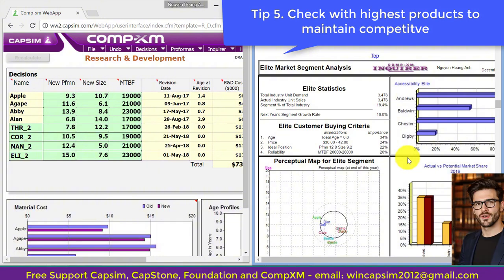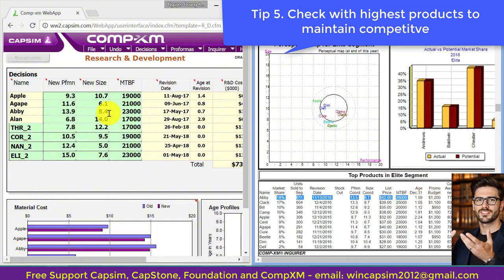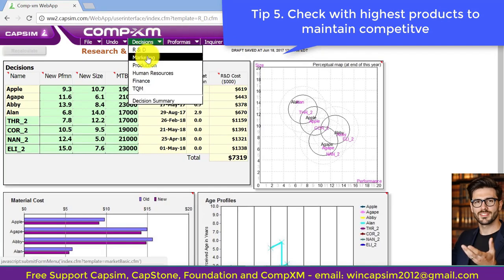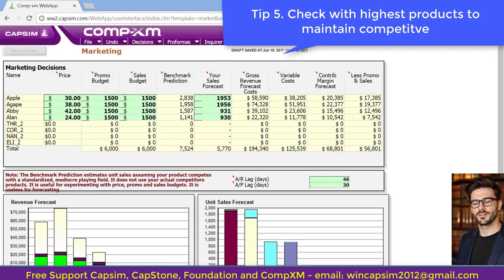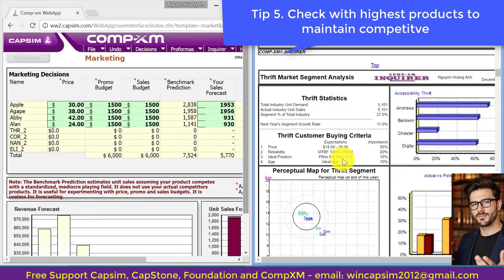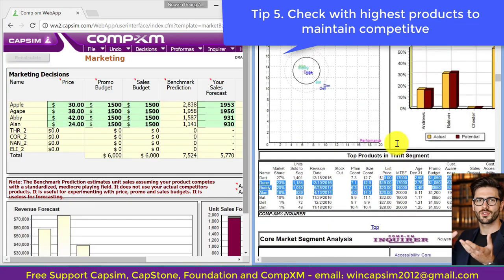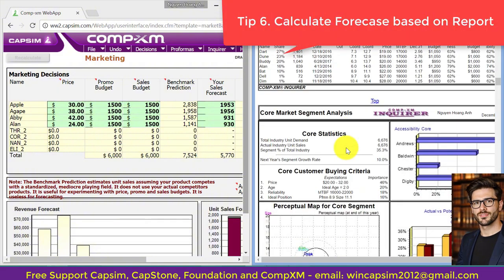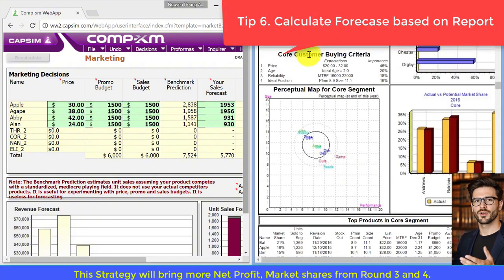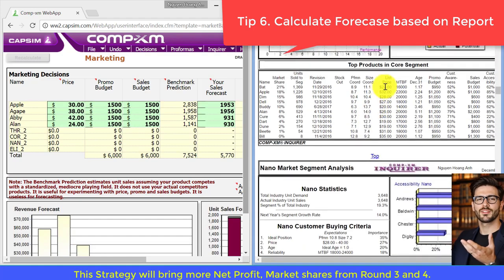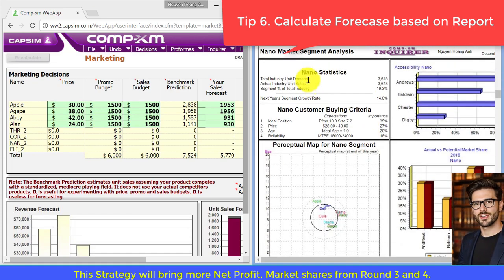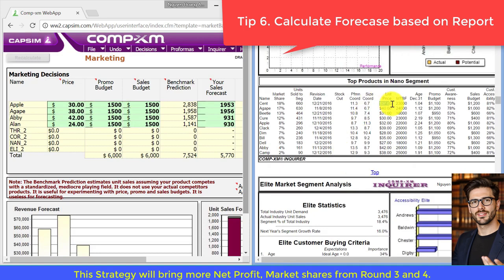Pricing strategy. Now let's talk pricing, a major factor in CompXM success. Your strategy should be to price near the top of the acceptable range for each segment, without exceeding customer expectations. Recommended starting prices: Thrift, around $24; Core, around $30 to $32; Nano, around $38 to $40; Elite, around $42. Important, these prices are high, but still within competitive range. Going too high will reduce your customer appeal and market share. In CompXM, each product's price accounts for about 20 to 25% of customer buying criteria, so it's a big factor, but not the only one.